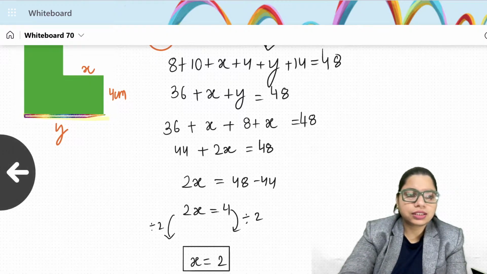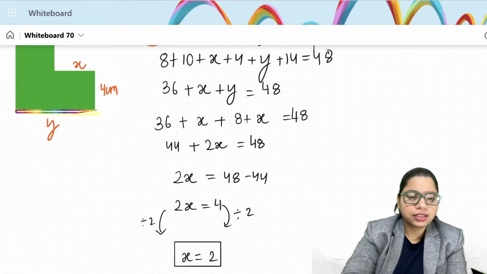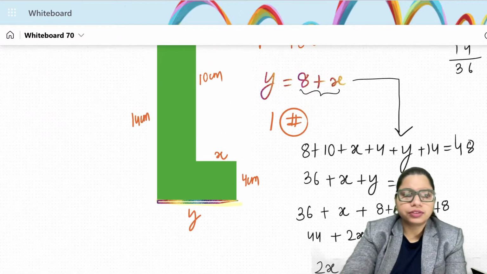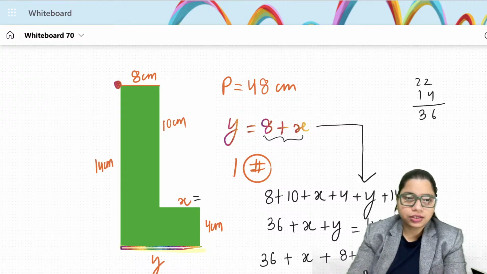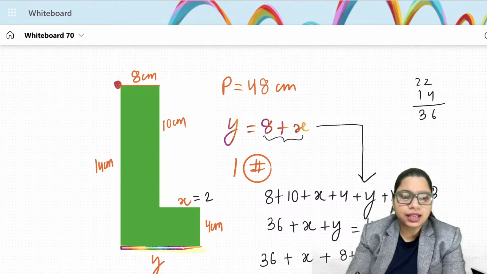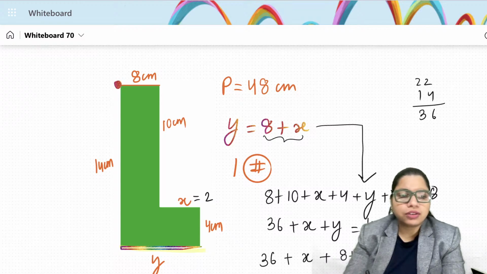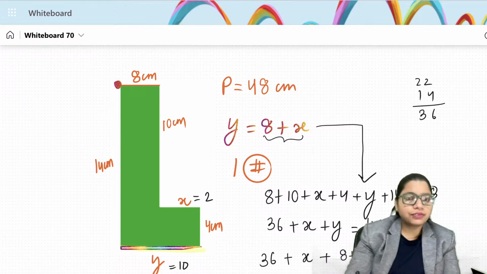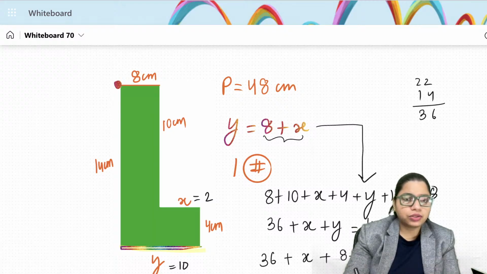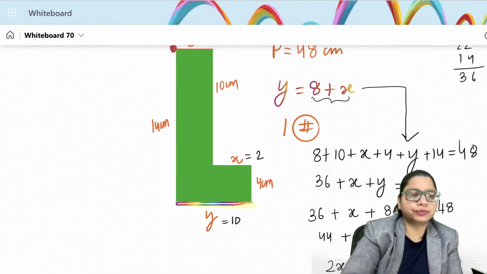So the x is 2 here. If x is 2, what would y be? x is 2, y is 8 plus x. That means 8 plus 2. So the value of y is 10 and x is 2. This was your method 1. The method 2, let me show you method 2 now.